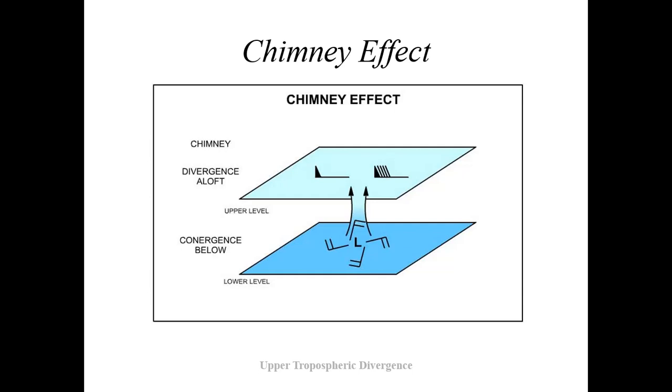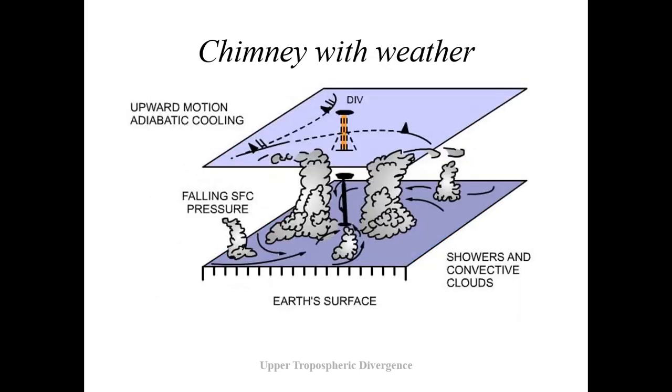The air is converging in the low levels of the atmosphere at the surface. Once it converges, it's got to go somewhere. It rises up. It's replacing the mass that's lost aloft. And that's known as a chimney effect. Here's what happens with the chimney effect, as far as actual sensible weather.